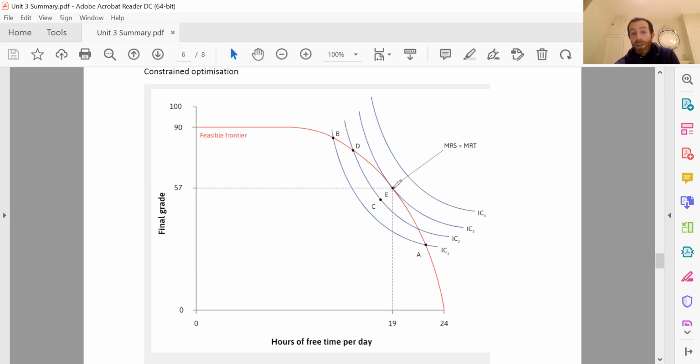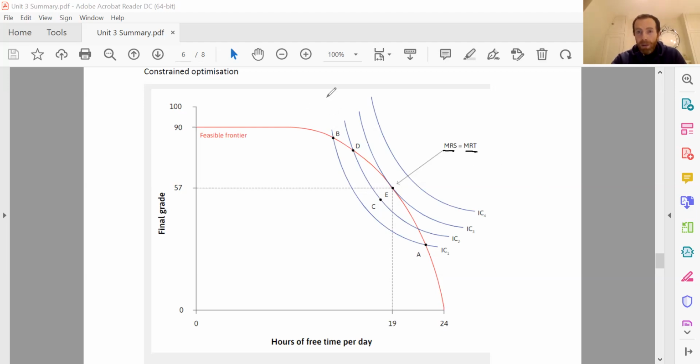And that is going to be the point where the slope of the feasible frontier, which is given by the marginal rate of transformation, is equal to the slope of the indifference curve, which is given by the marginal rate of substitution. And so if we want to find the allocation, as in the combination of free time and grade, which maximizes Alexei's utility, we can do that by finding where the marginal rate of substitution and the marginal rate of transformation are equal to each other, where they are the same. And this picture shows us why that's the case.